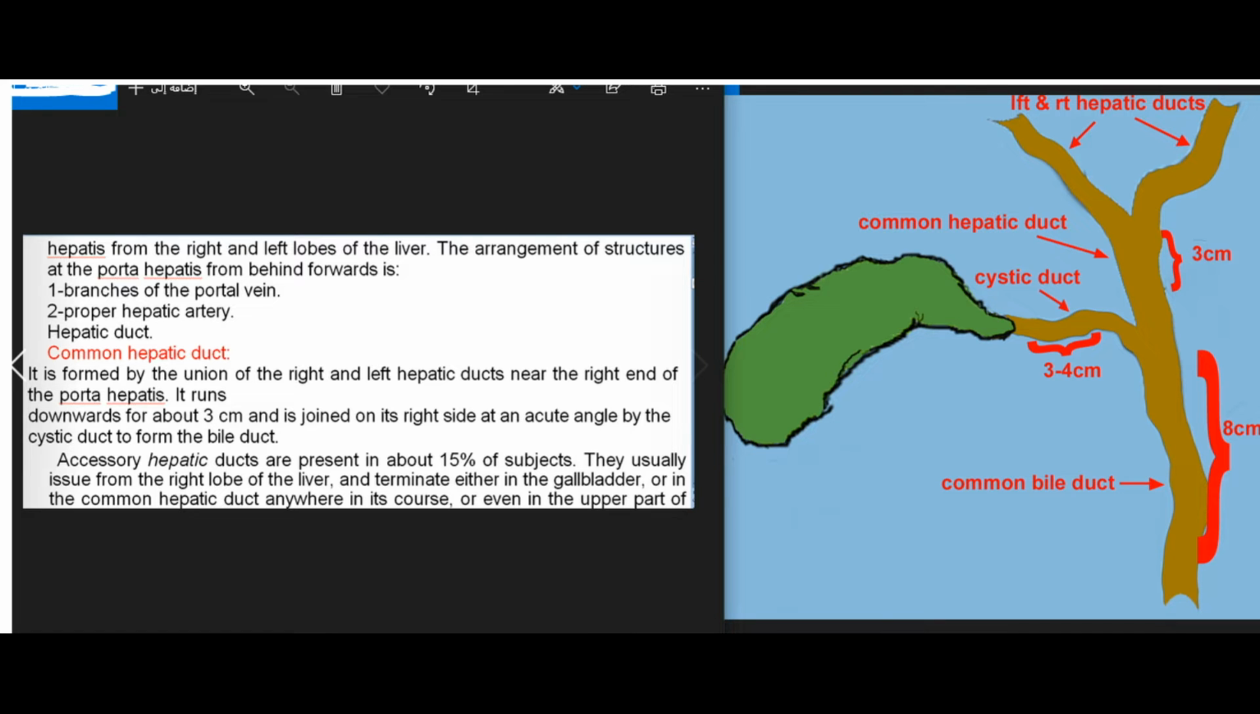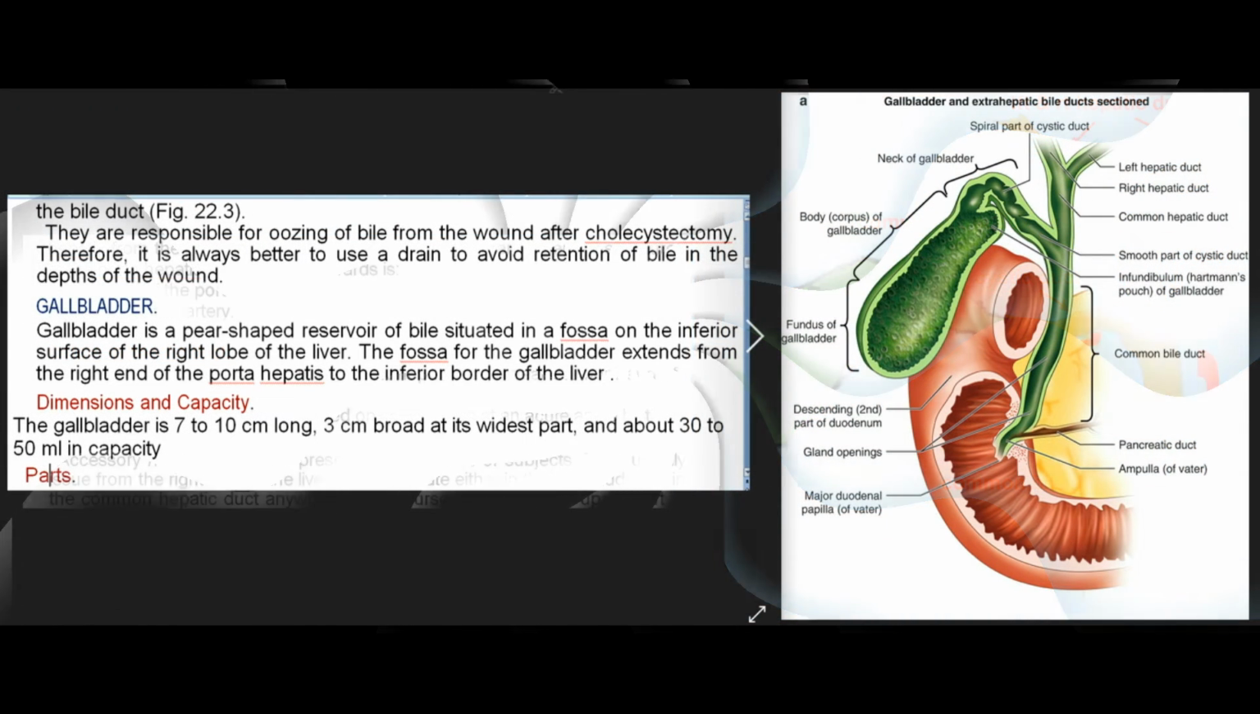Accessory hepatic ducts are present in about 15% of subjects. They usually issue from the right lobe of the liver, and terminate either in the gallbladder, or in the common hepatic duct anywhere in its course, or even in the upper part of the bile duct, Fig 22.3. They are responsible for oozing of bile from the wound after cholecystectomy. Therefore, it is always better to use a drain to avoid retention of bile in the depths of the wound.